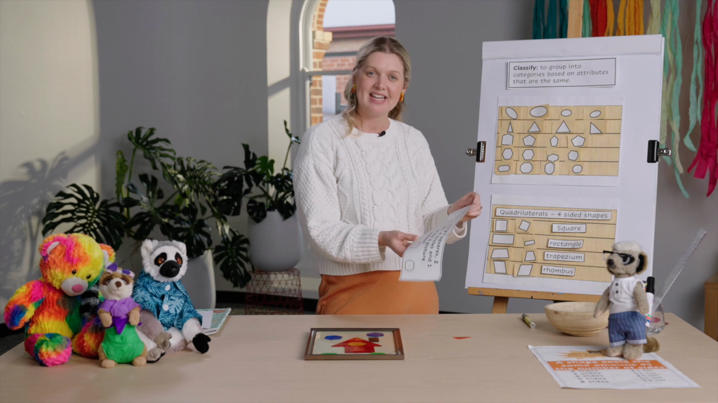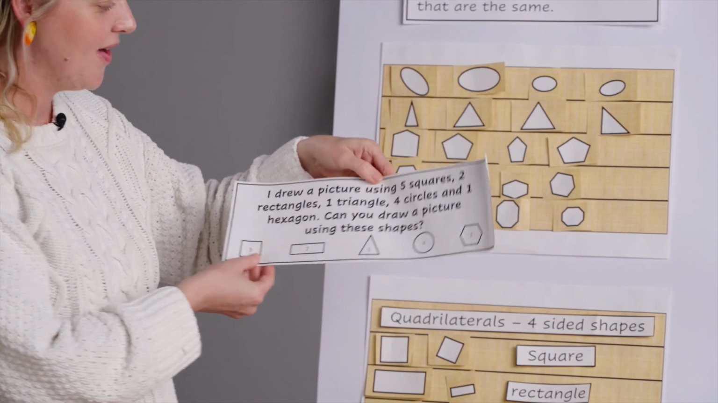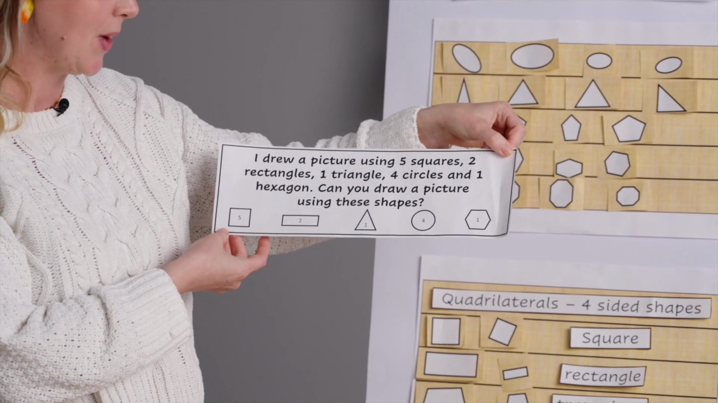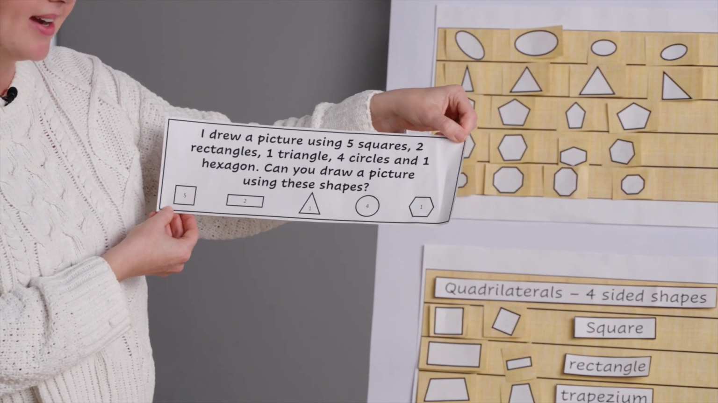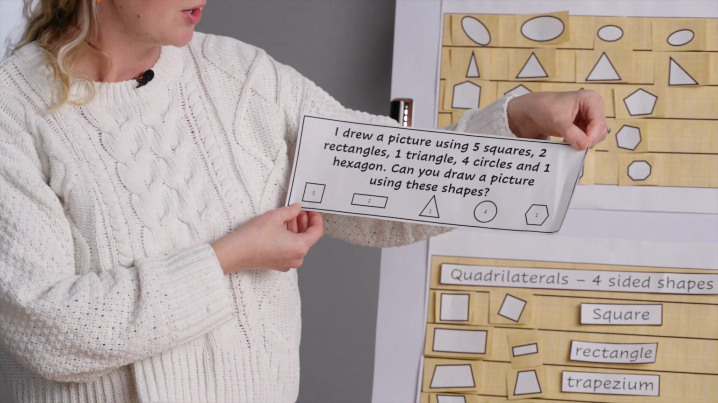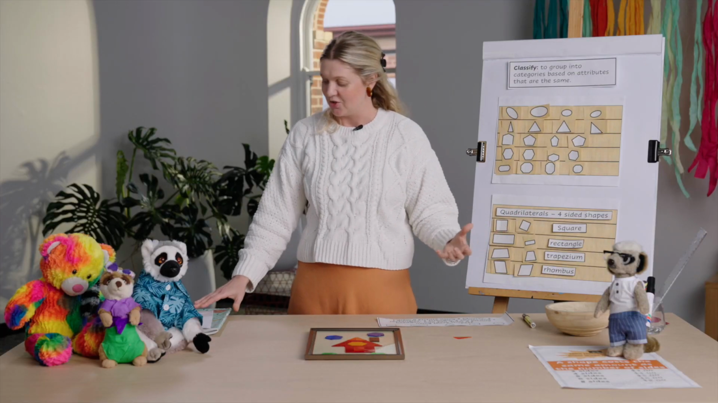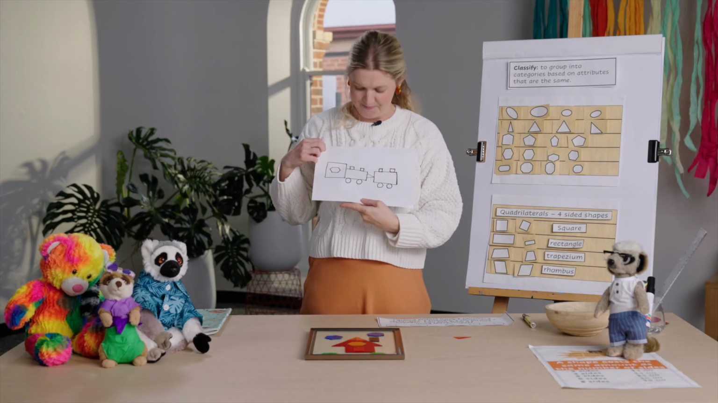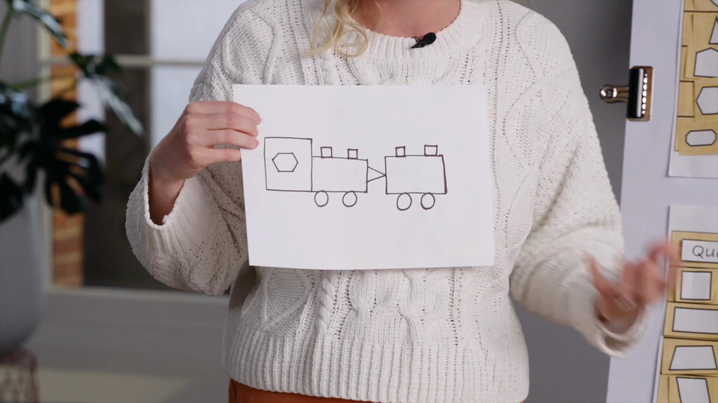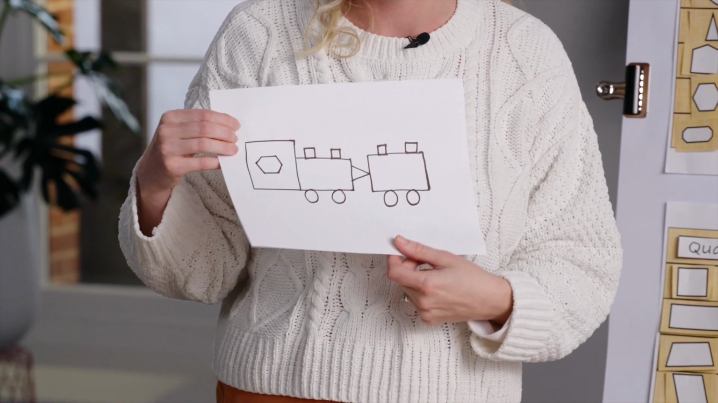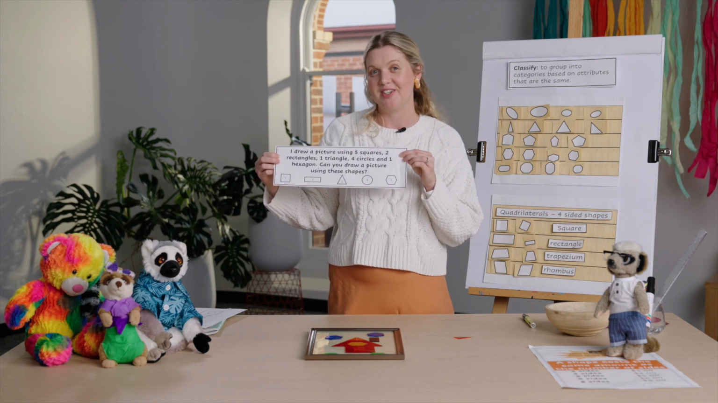Now, I have a home task here. It says, I drew a picture using 5 squares, 2 rectangles, 1 triangle, 4 circles, and 1 hexagon. Can you draw a picture using these shapes? Now, the picture that I drew using all of these shapes is this one. It's a truck. Now, I hope you have fun using all those shapes to create your own picture at home. At the end of this lesson, the task will be on the screen for you to use.